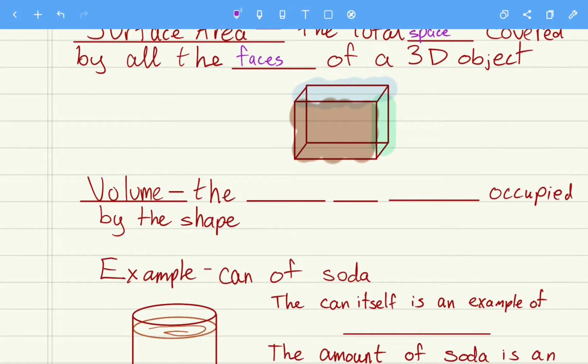Now, volume is the total amount of space occupied by the shape. So this is how much space it fills up.